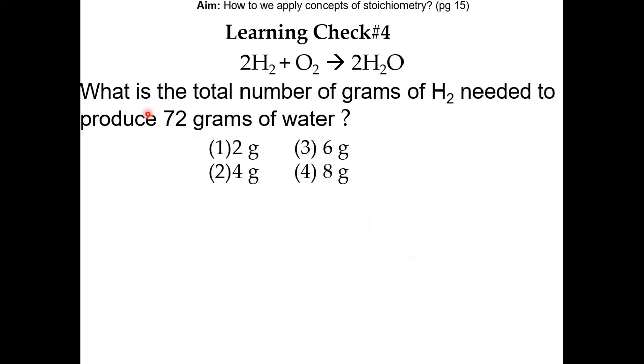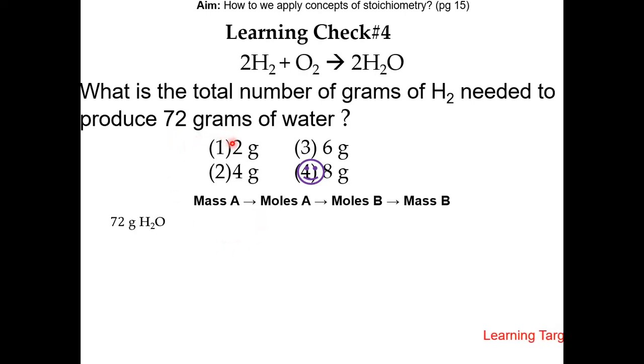Learning check number 4. What's the total number of grams of H2 needed to produce 72 grams of water? Pause the video and resume once completed. So the answer is choice 4, 8 grams. This learning check has a similar question to the previous learning check, in which both questions produce 72 grams of water, but instead of asking about the number of grams of O2, it asks about H2. So we're given the same general strategy. We're given 72 grams of water. 72 grams divided by 18, which is the GFM, is 4 moles of water.